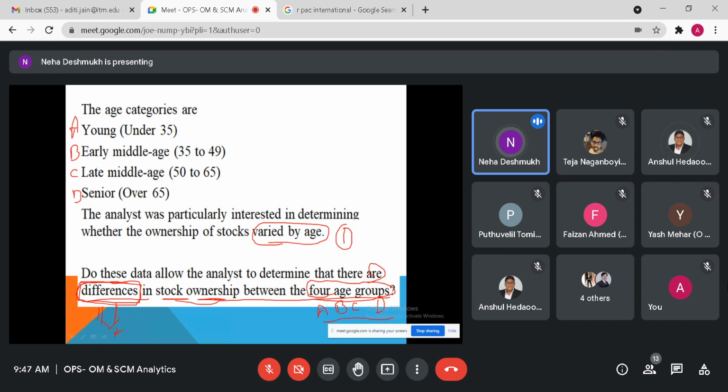Calculation of ANOVA is easy, but when to use it is difficult. All this information reflects that we have to use the ANOVA test here. Why? Because we want to check the differences between four variables. Are you with me, class?